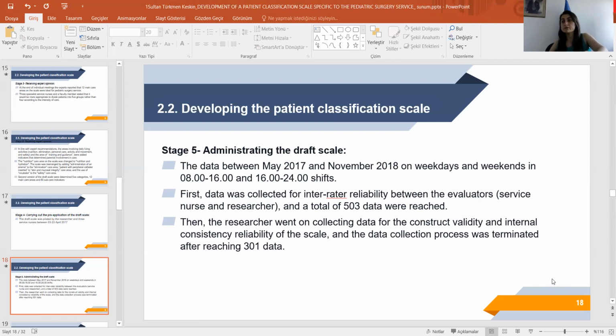503 data were reached. During the data collection process, the time between the 2 evaluations was taken into consideration, as the clinical conditions of the patients may change. Besides, the patients were evaluated independently from each other, first by the service nurse, then by the researcher. Then the researcher went on to collect data for construct validity and internal consistency reliability of the scale, and the data collection process was terminated after reaching 301 data.